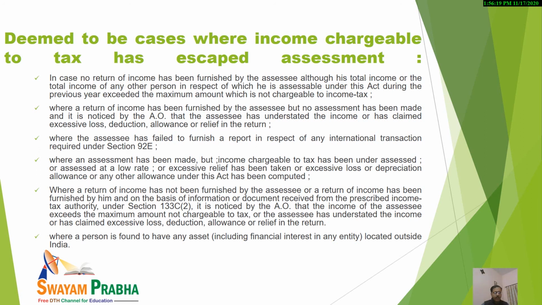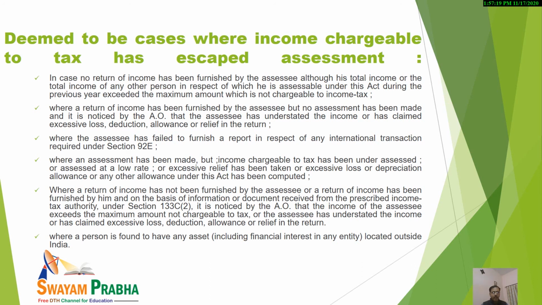Then again, when the assessing officer is of the opinion that a return of income has not been furnished by the assessee, and on the basis of information or documents received from the prescribed income tax authority under section 133C subsection 2, it is noticed by the assessing officer that, as I am telling you again, these have been already discussed, the income of the assessee exceeds the maximum amount not chargeable to tax, or the assessee has understated the income, or has claimed excessive loss, deduction, allowance, or relief in the return.